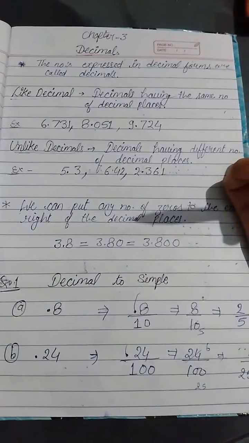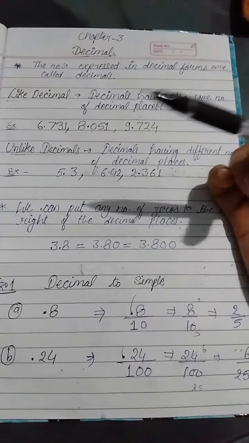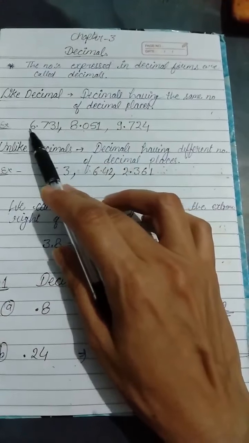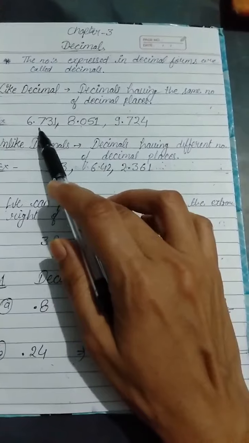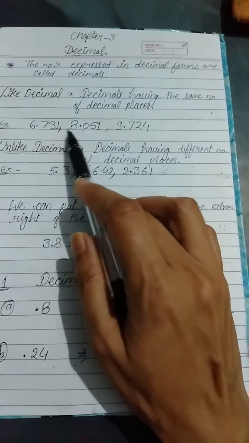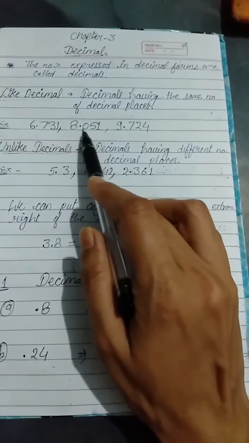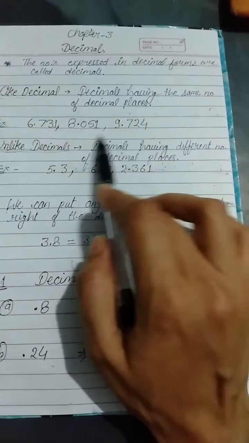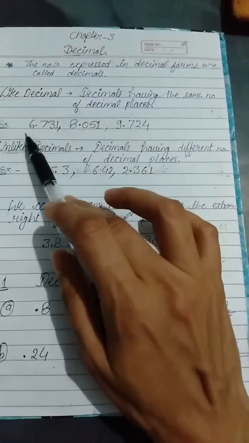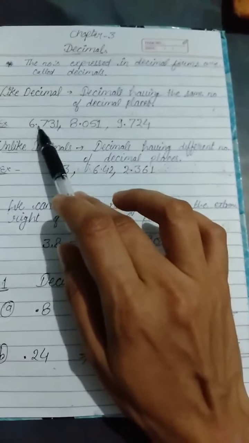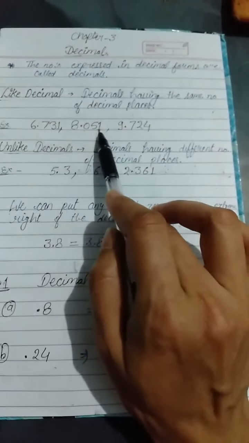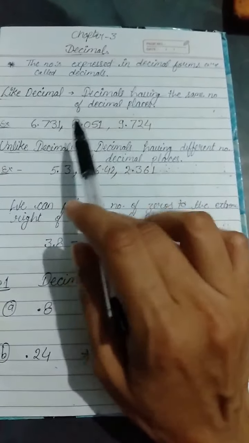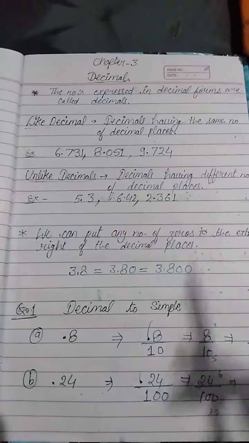Like decimals are decimals having the same number of decimal places. That means the numbers have the same decimal places, like here 6.731. After the point there are three digits. This is 8.051. After the point there are also three digits. These are all called like decimals because in all the numbers, after the point, there are the same number of digits, 3, 3, 3. So those are like decimals.